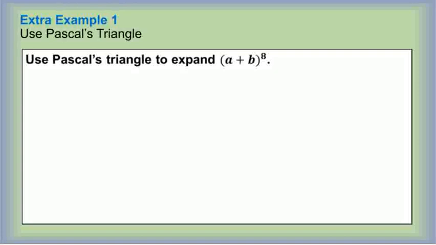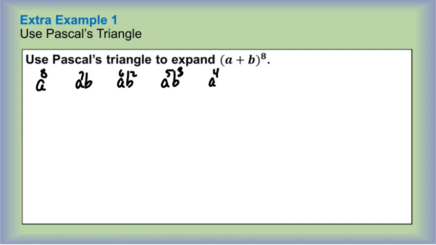So we're going to have something very similar. I'm going to do a to the 8th, and then it's going to be a to the 7th, b, a to the 6th, b squared, a to the 5th, b cubed, a to the 4th, b to the 4th, a to the 3rd, b to the 5th, then we got a to the 2nd, b to the 6th, a, b to the 7th, and then b to the 8th.